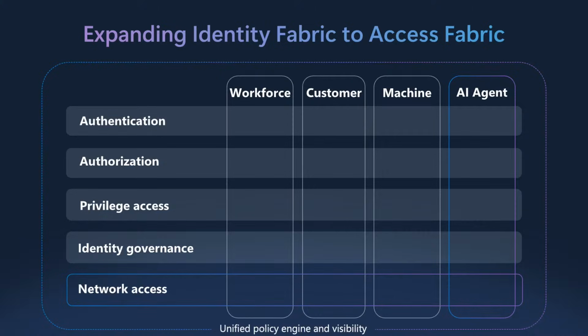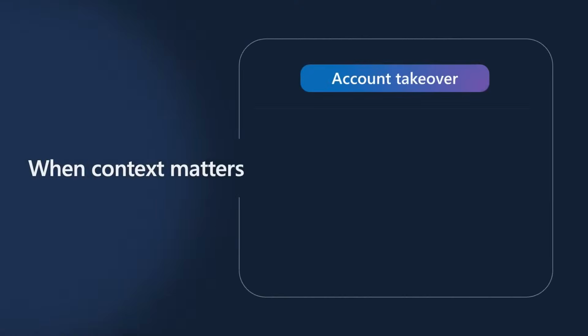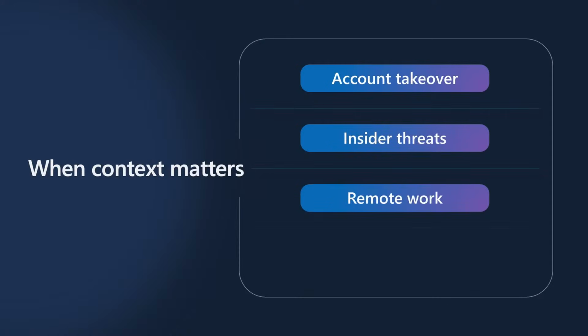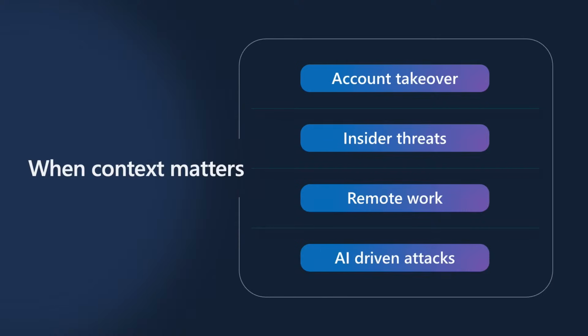AI agents now pull data, trigger workflows, and operate at speeds humans just cannot. At the same time, attackers use AI to move faster and hide better. By adding in network access signals from modern network tools into your identity policy engine, you can now have more control across all types of identities and their access. It builds on the identity fabric and unifies your set of policies and increases visibility. And there are many places that context is crucial. It comes into play in stopping account takeover attacks, detecting and mitigating insider threats, securing remote and hybrid work, and protecting and responding to AI-driven attacks. Let's take a look at an example.